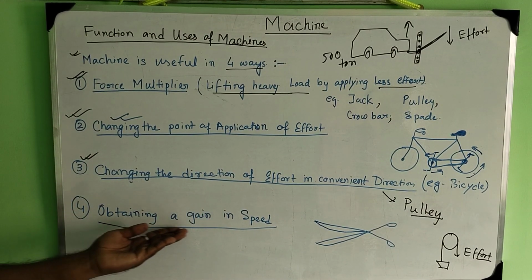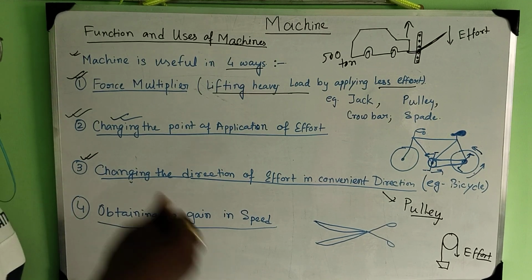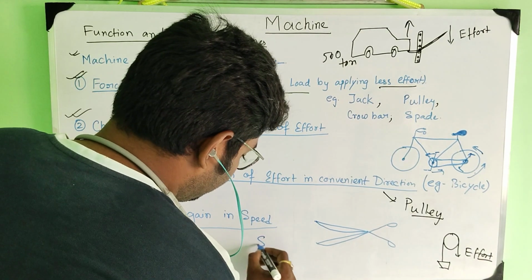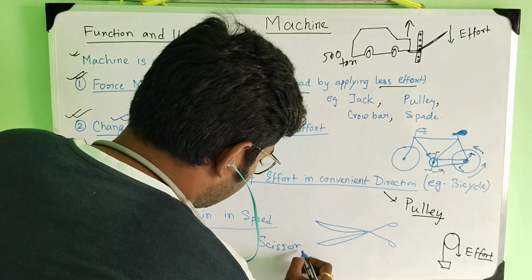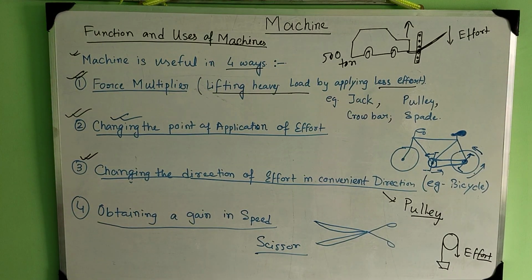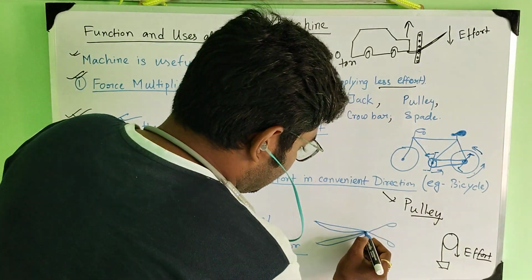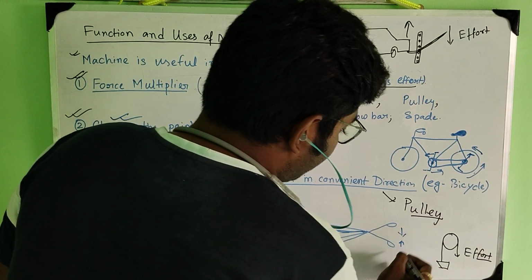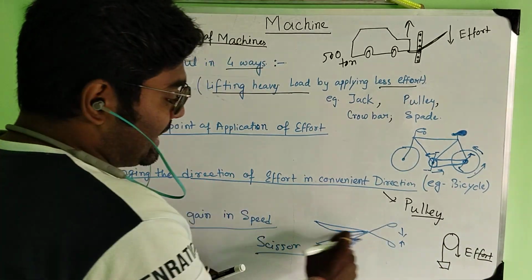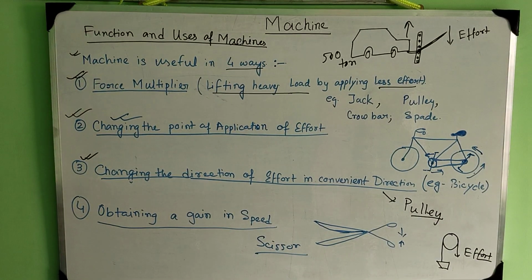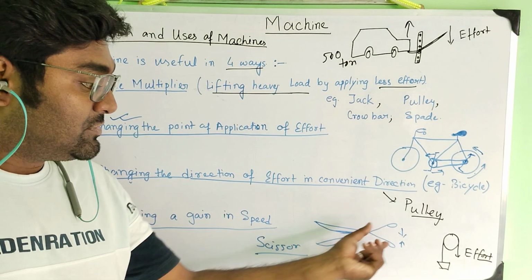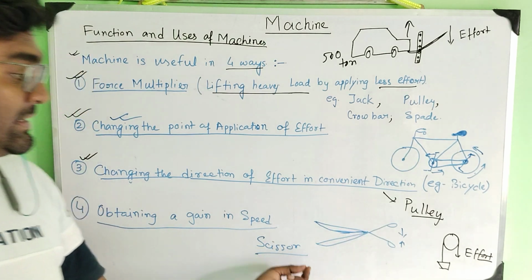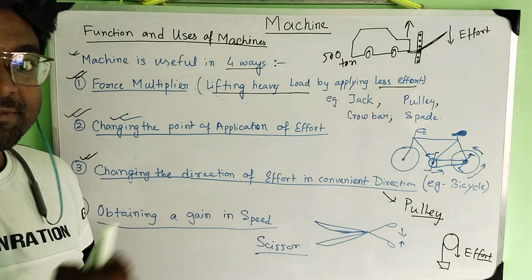Okay, now obtain a gain in speed. Suppose we want to speed up our work, just like with a scissor. The example is scissor. Now you can see this blade, it is very much long. So by applying an effort we can cut a huge distance. That means you can cut a huge amount of cloth by using the effort only. That means the scissor speeds up the work. Okay?